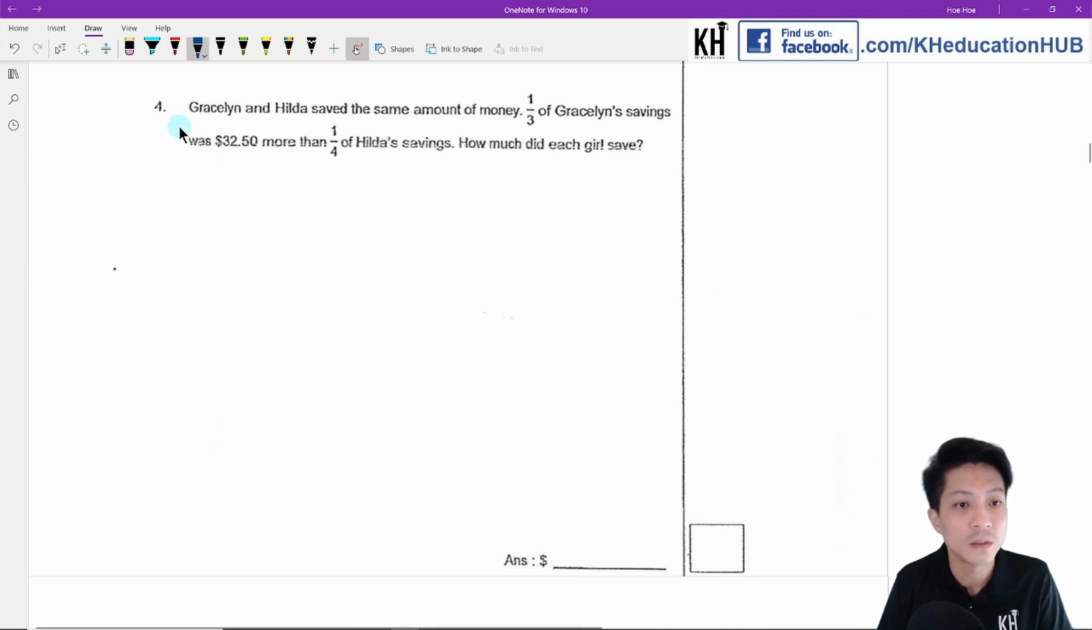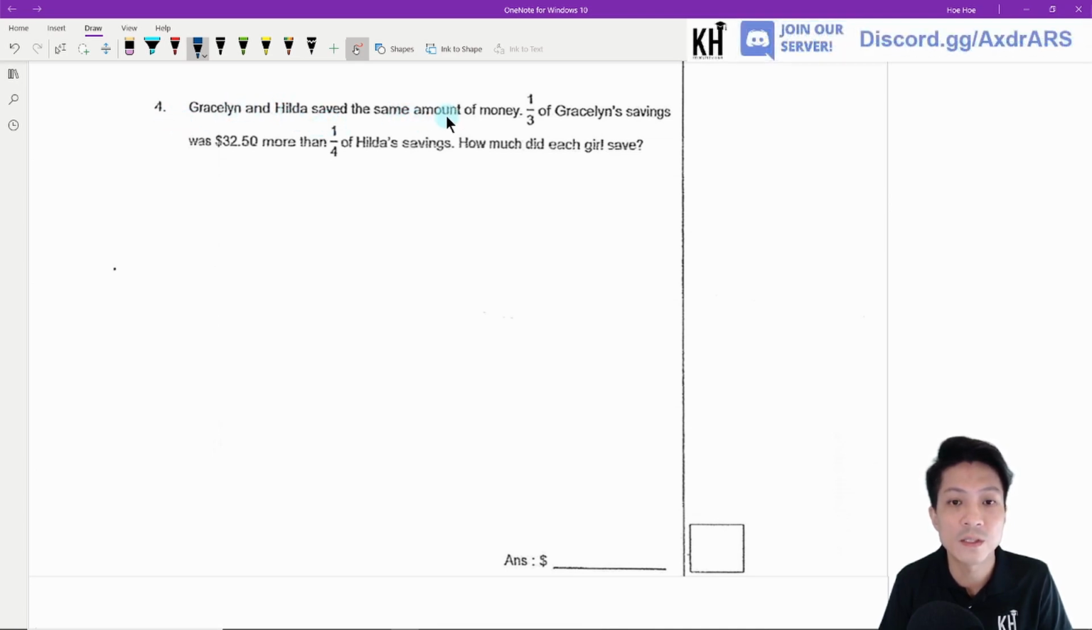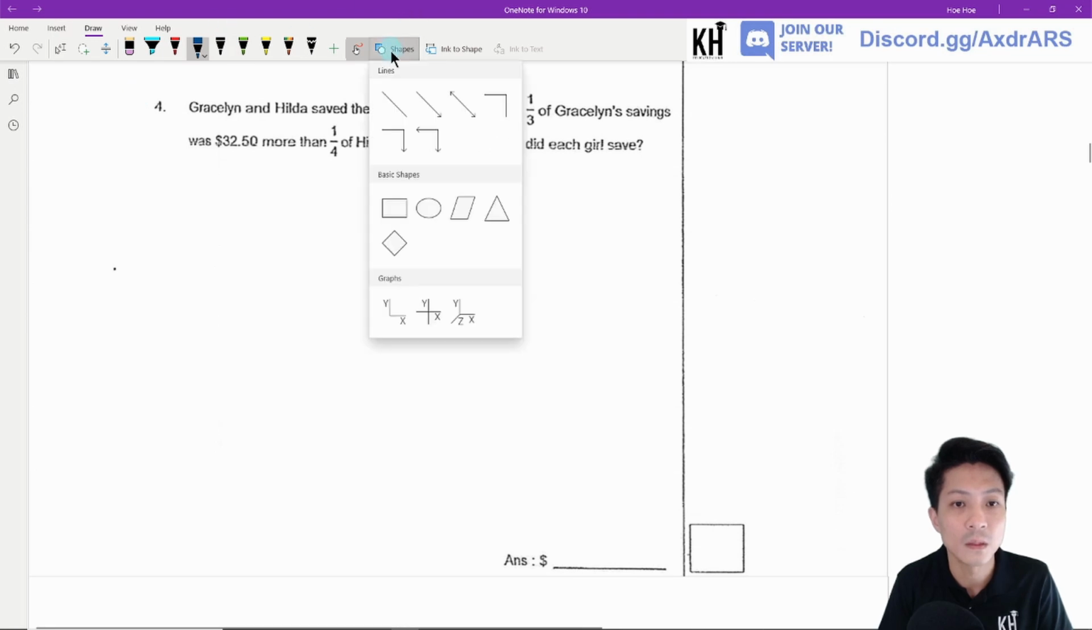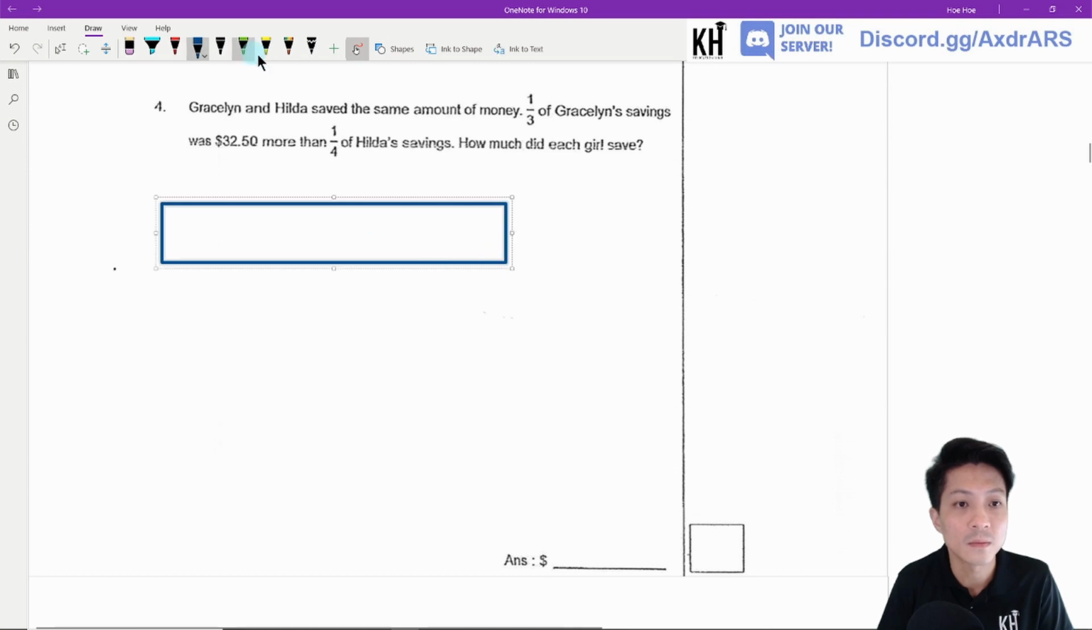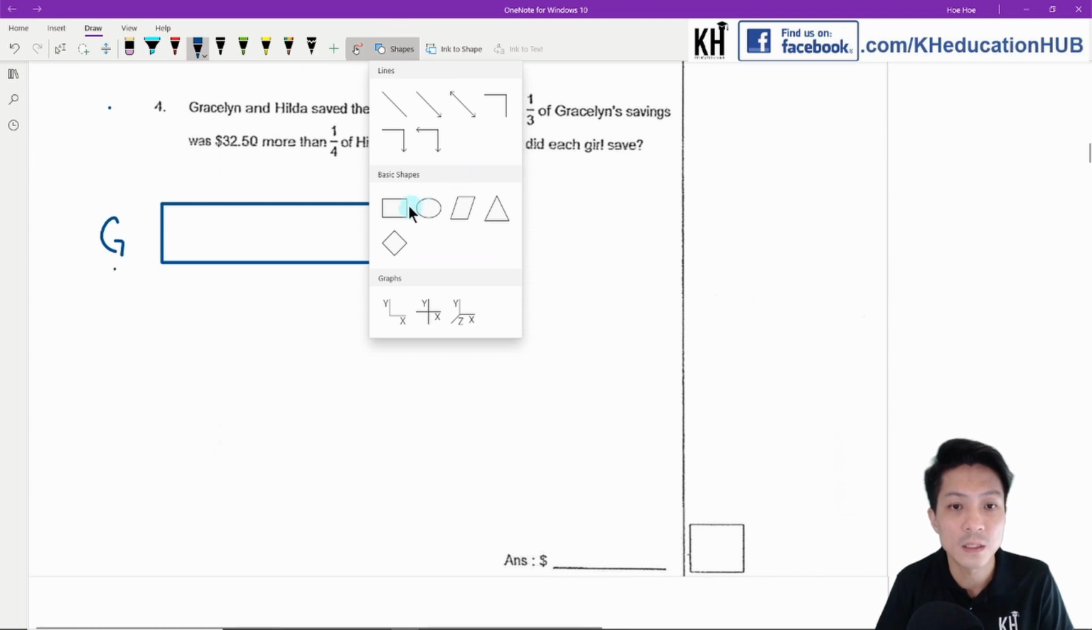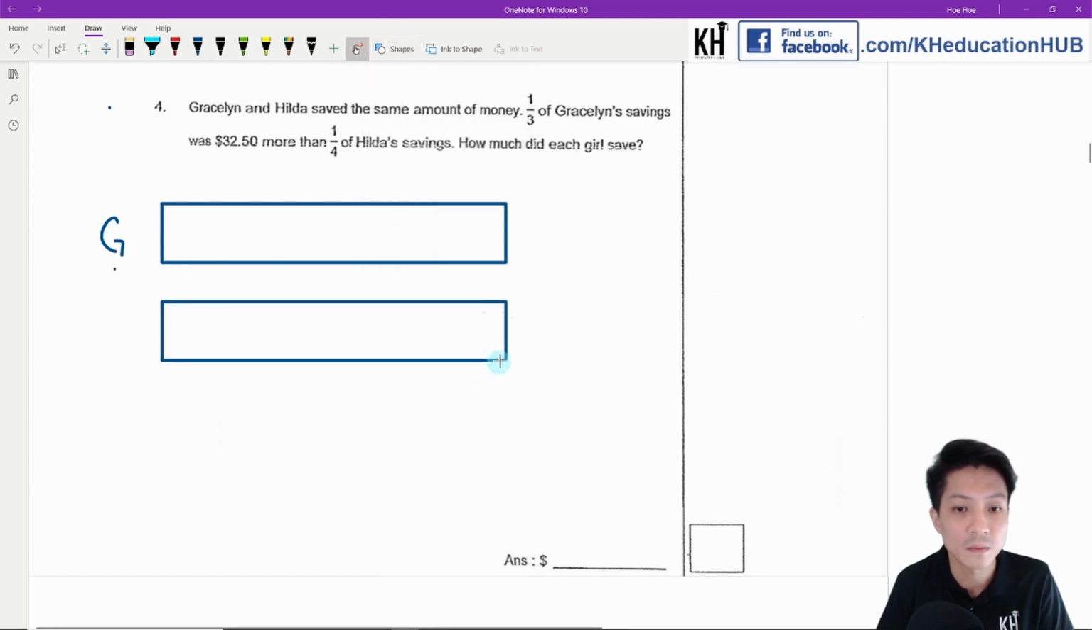Question 4. Gracelyn and Hilda saved the same amount of money. 1/3 of Gracelyn's savings was $32.50 more than a quarter of Hilda's savings. How much did each girl save? I'm going to draw a model. This will be Gracelyn and the other block will be for Hilda.